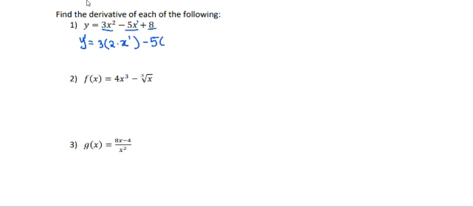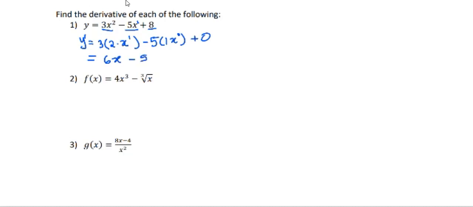If you think of it as being a 1 up there, you do 1 times x to the power 0. And the derivative of a constant is 0, so it's just going to be 0. So in the end, this derivative is 3 times 2, that's 6x, plus 5.